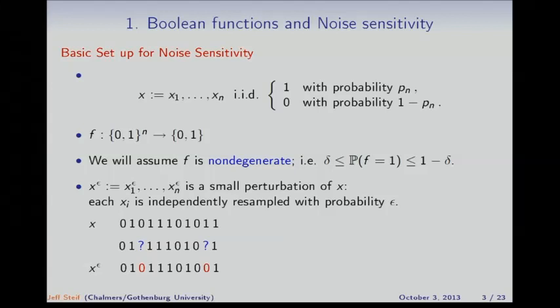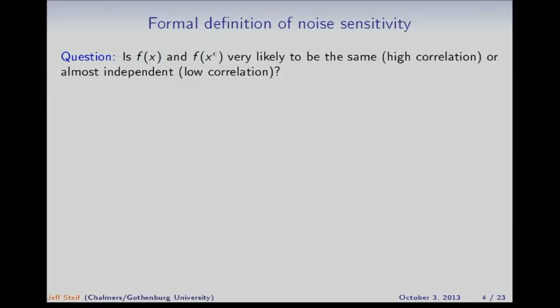Okay, so now we're going to get to the notion of noise sensitivity. The question of noise sensitivity simply asks: you've perturbed x a little bit, so is f(x) and f(x^epsilon) very likely to be the same? This would be high correlation. Or are they almost independent, which would be low correlation? So that's the question. And the answer is, of course, it depends.